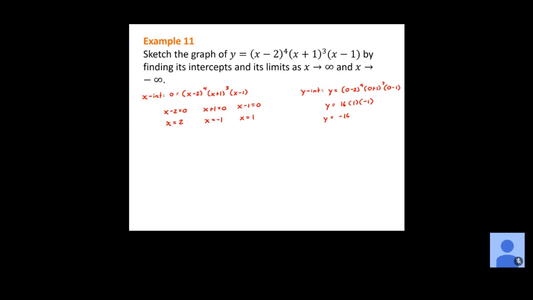All right, so anytime it's a function, you can only have one y-intercept. So just keep that in mind. You can never have more than one y-intercept if it's a function.